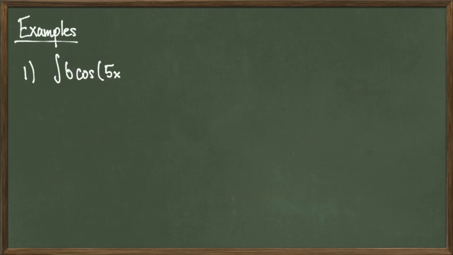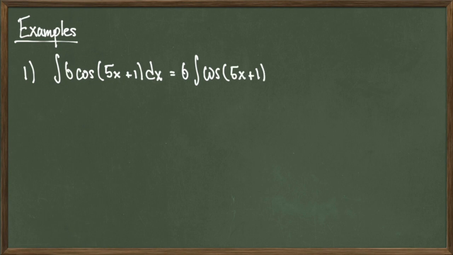In our first example, consider the integral of 6 times cosine of 5x plus 1. We'll go ahead and factor out that 6 to focus on the more important part of this problem. This doesn't directly represent one of the formulas that's posted on the previous page. This one's a little bit more interesting. Here I'm taking cosine of 5x plus 1.